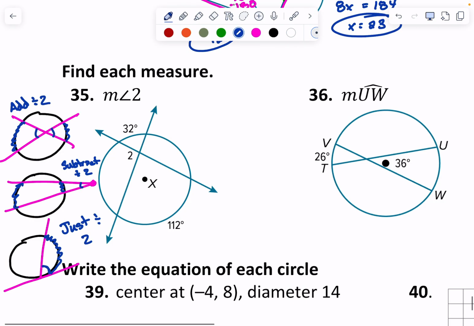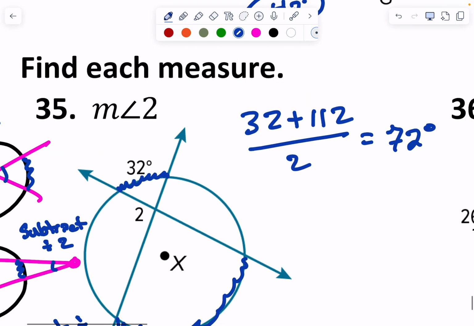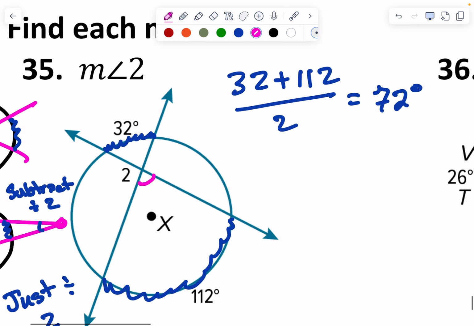Either I'm adding and dividing by 2, subtracting and dividing by 2, or just dividing by 2. Okay? So 35, which one are we doing there? That one is an add and divide by 2. Let's find the average. 32 and 112. If I add 32 plus 112 and divide by 2, that gives me 72 degrees. This is 72 and this is 72. That's not what angle 2 is. So 144, they should add up to 180, minus 144. So it should be 108 degrees. Yeah, 108 degrees.